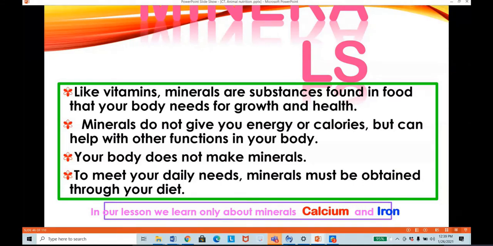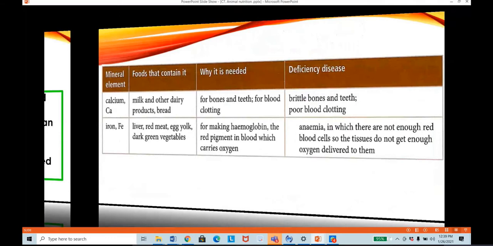Similarly, iron is required for the production of RBC and the blood in your body, and in order to keep the blood count proper in the body. Your body does not make any minerals, unlike vitamin D when you're exposed to sunlight. So you should get this iron and calcium from the foods you eat. So you need to have a balanced diet and meet your daily needs for minerals so that they may be obtained through your diet.